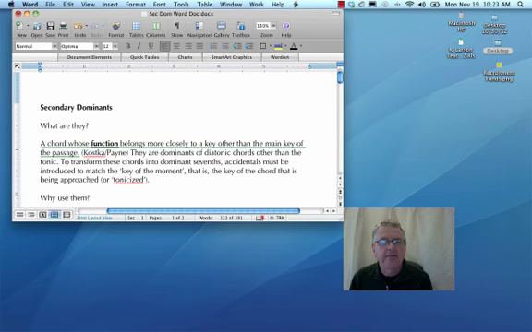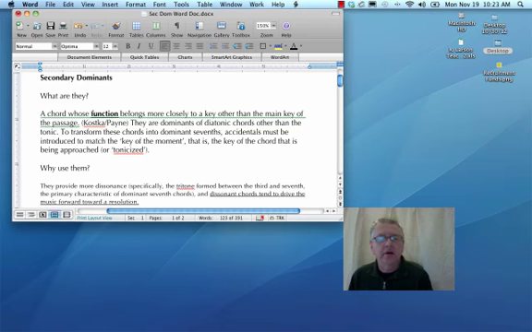Secondary dominants. What are they? They are a chord whose function belongs, and notice I bolded function because that's talking about where it's moving and the fact that it does want to move, belongs more closely to a key other than the main key of the passage. That's from the Kostka-Payne theory book. They are dominants of diatonic chords other than the tonic. To transform these chords into dominant sevenths, accidentals must be introduced to match the key of the moment, that is the key of the chord that is being approached. And we use the word tonicized in that way.